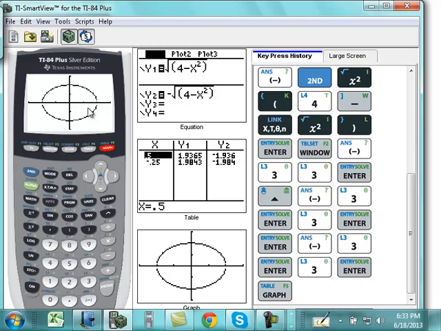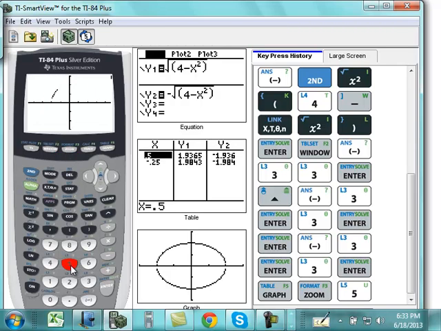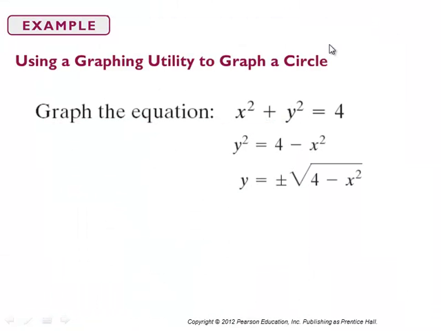So if you really want to see the perfectly shaped circle, then you can go to the zoom button and then click on option 5, which will give you the ability to make your circles look round. Okay? Alright, let's move out of there.